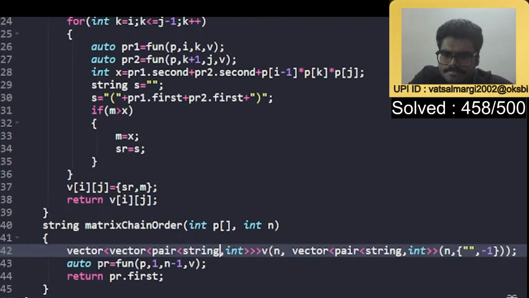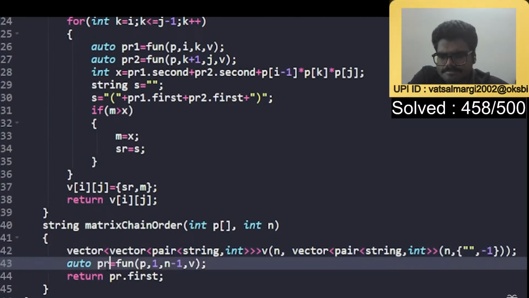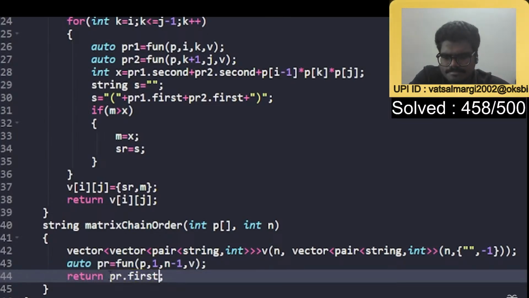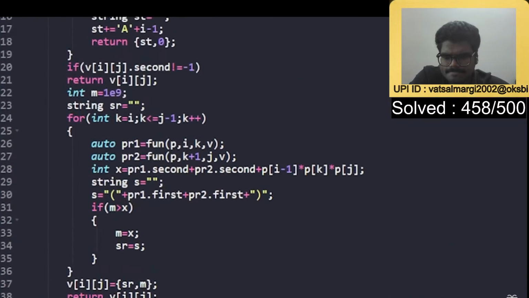of this pair. So basically, when this recursive function returns, it will return us a pair. In the first part of the pair, the string will be stored. The brackets in the matrix chain multiplication will be stored in the optimal way. So that is what we have to return. We don't have to return the value in this case. So the code is exactly the same.